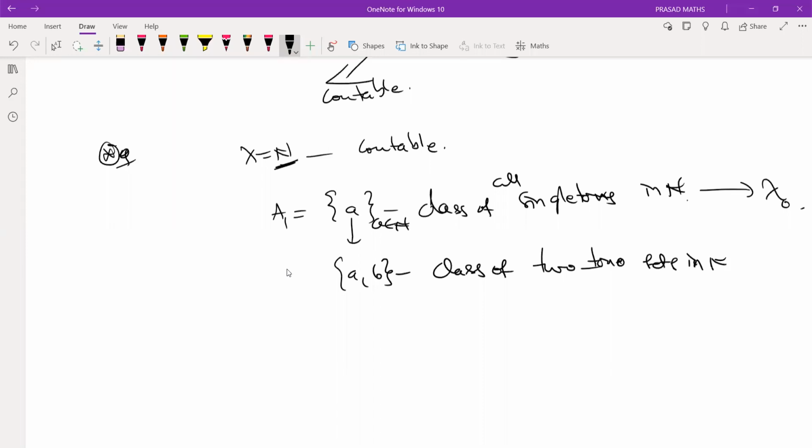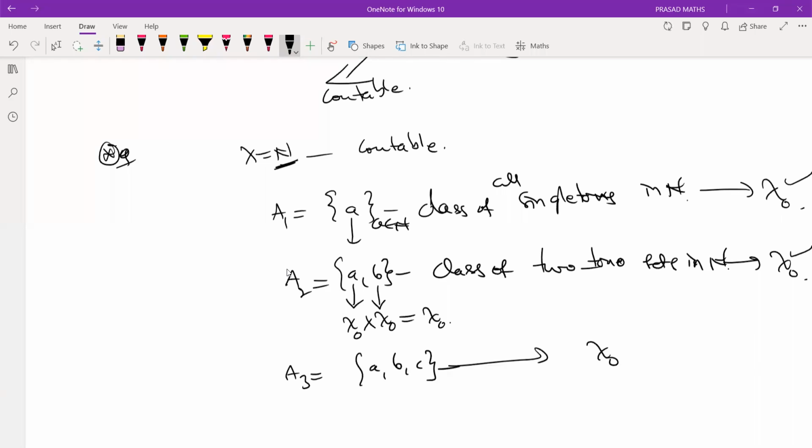In n, how many choices? A2 can be filled by Aleph not, B can be filled by Aleph not, so Aleph not into Aleph not, which is Aleph not. So A2 is also countable, right? The class of 2-tuples is also countable. Yes or no? The class of singletons is countable, the class of 2-tuples is also countable. Similarly, the class of 3-tuples.